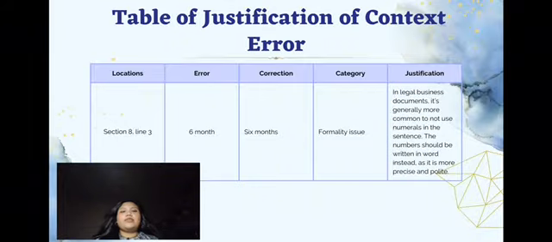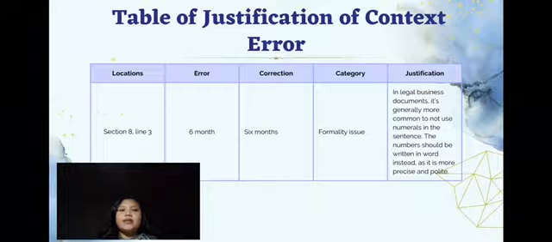Now, let's move on to the first aspect of my analysis. I will present the context errors I have detected in this document first. The first error is formality issues. The writer should use date formats that are suitable for legal business documents. As we can see here, instead of using numerals in the sentence, the number actually should be written in words, as it will make the content more precise and sound more polite.